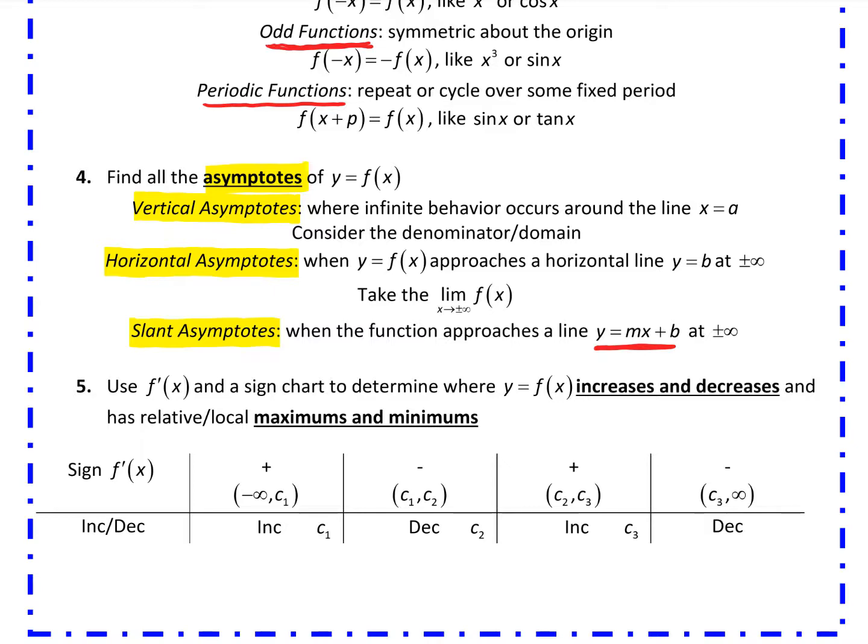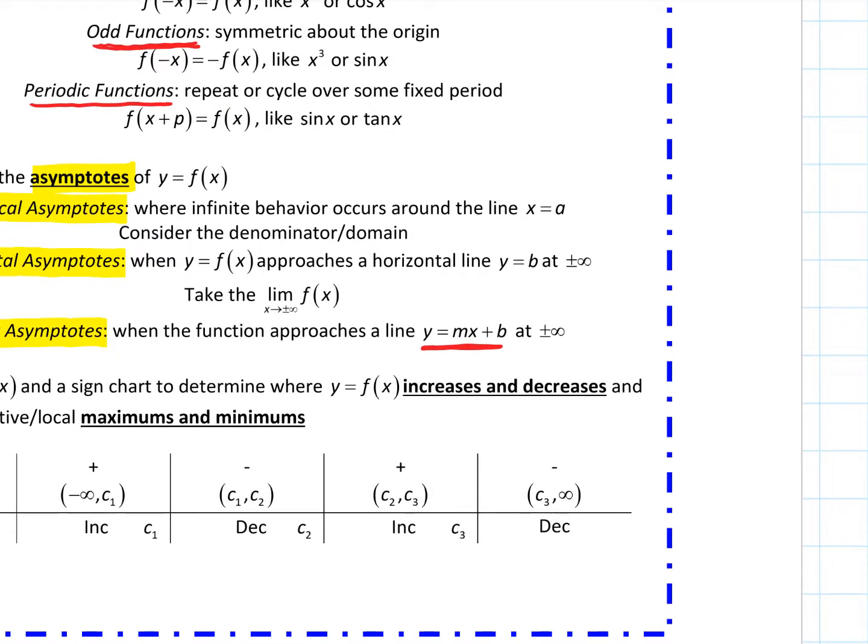A slant asymptote is when you have, if I could just draw a very brief little picture here, a function that maybe does something like this. Put in a vertical asymptote there too. It's actually going to approach a line, y equals mx plus b, as we approach infinity or negative infinity. That's what we call a slant asymptote.